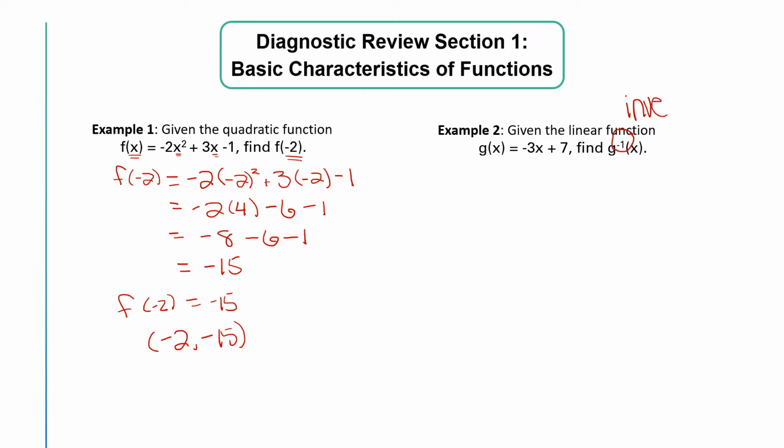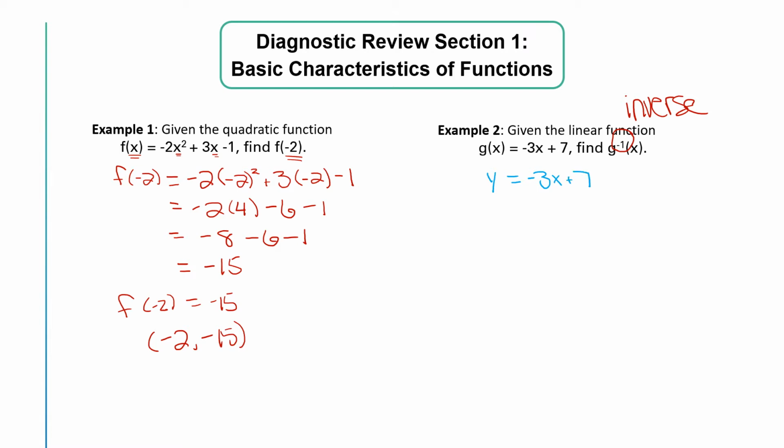We did this in grade 11 as well. We're looking for the inverse. There's a couple of ways to do this, and depending who taught you last year, it might be a different way. The first thing I'm going to do is change this g at x to a y. Y equals -3x plus 7. It's a little easier in this notation.